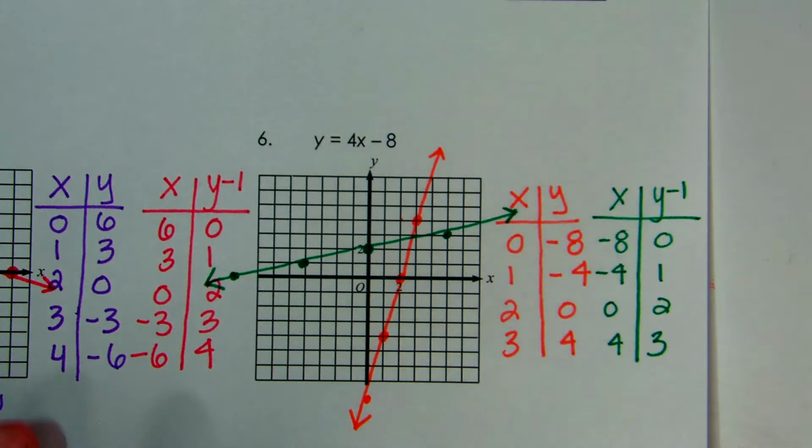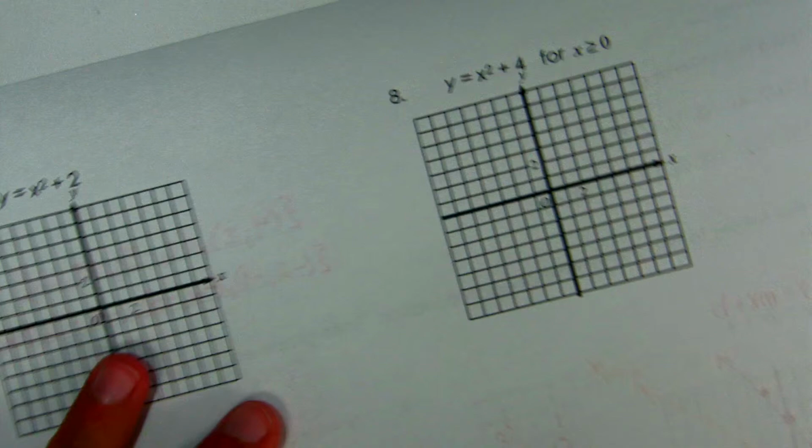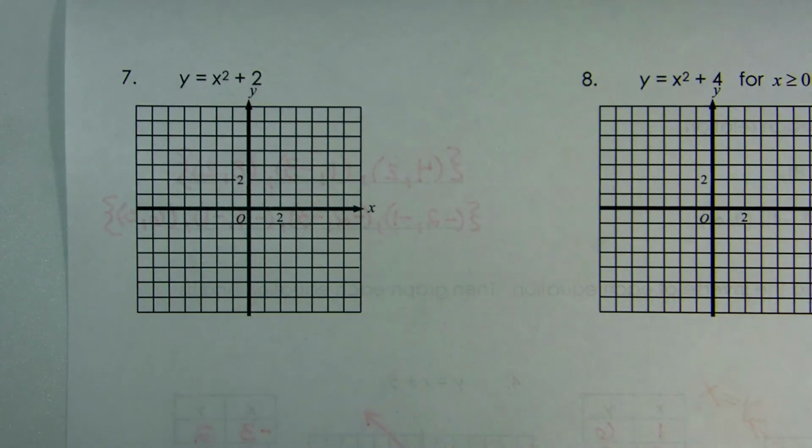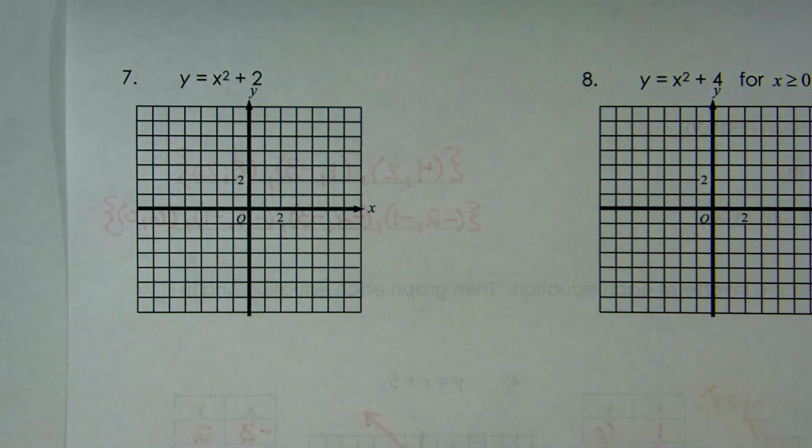Now, when we flip over and we're on the back of the page, now I'm working with something that's called a quadratic. It has a squared. So y equals x squared plus 2.